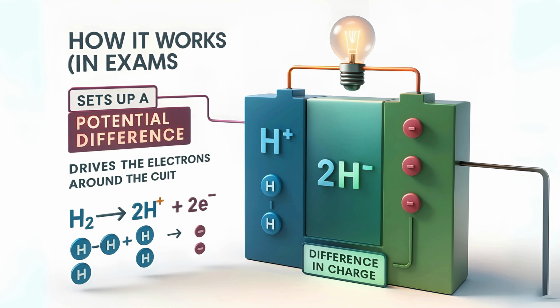When explaining how a fuel cell works, it is crucial to remember that as the fuel enters, it becomes oxidized, and this oxidation process creates a potential difference between the two electrodes. The hydrogen loses electrons, and the difference in charge between the anode and cathode is what drives the flow of electrons through the circuit, allowing electricity to be generated continuously as long as fuel and oxygen are supplied.